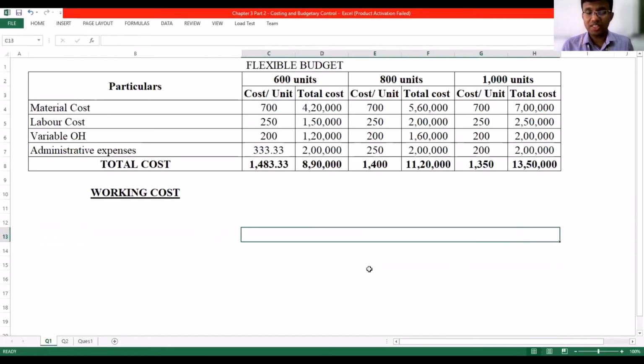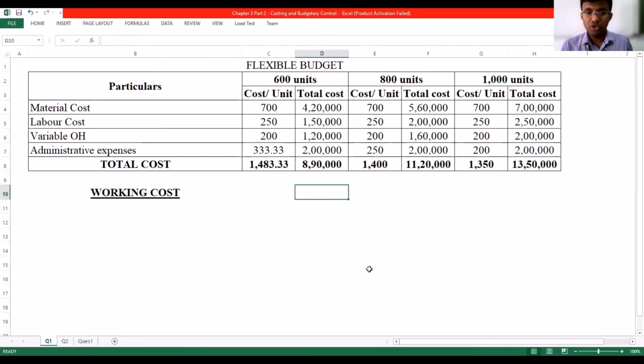Now, there's something very interesting that I would like to show to all of you. Notice the cost per unit. The cost per unit keeps decreasing with the increase in level of output. 600 units, it is 1,483 for 1 unit. 800 units, it's 1,400 for 1 unit. And for 1,000, it is 1,350. So cost per unit is reducing with the level of output. This phenomenon is referred to as scale of economies.